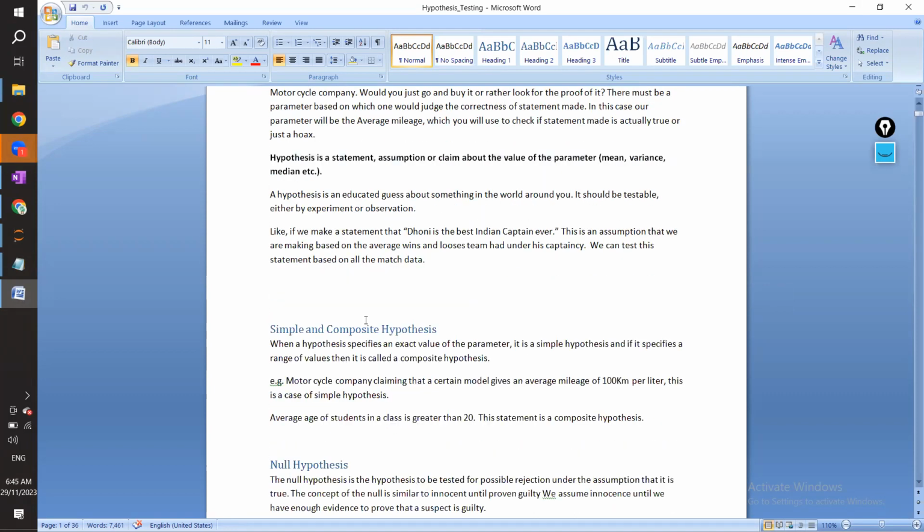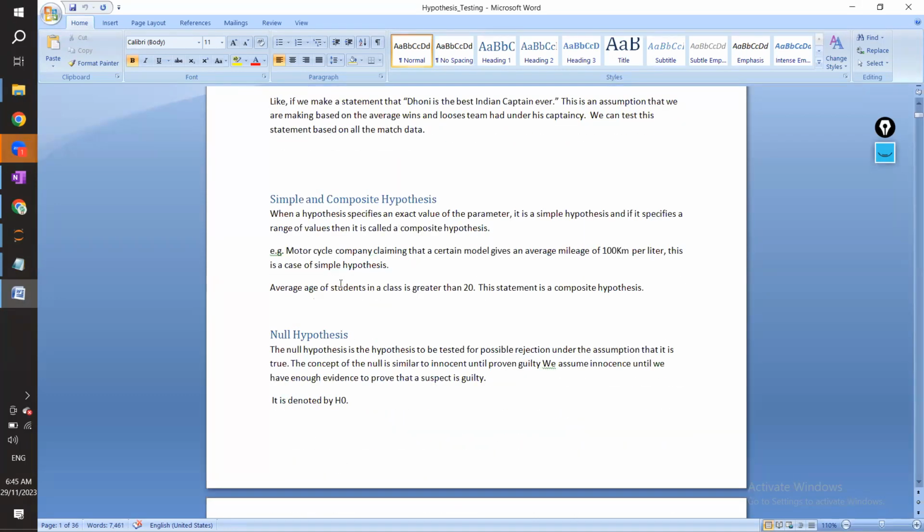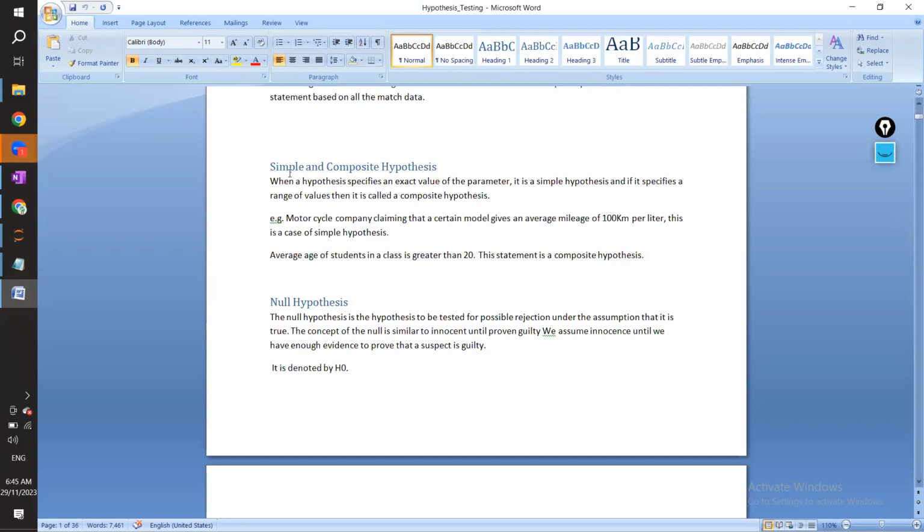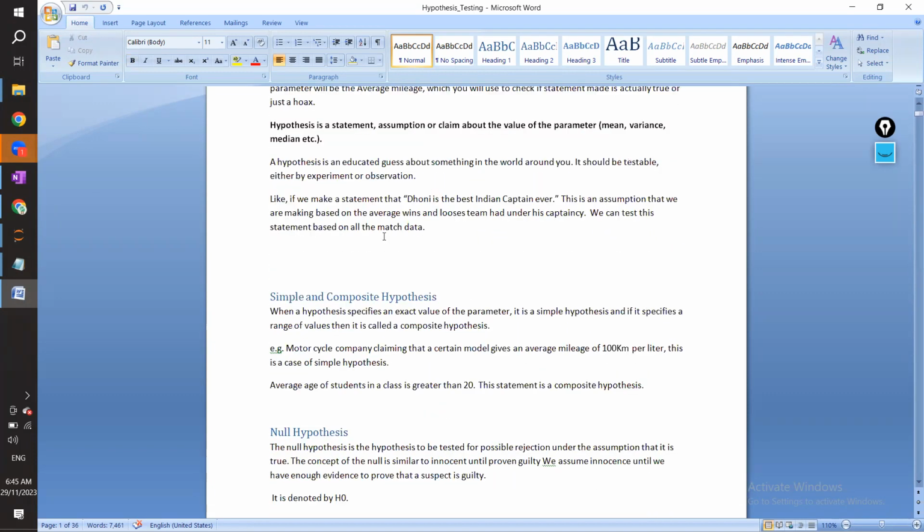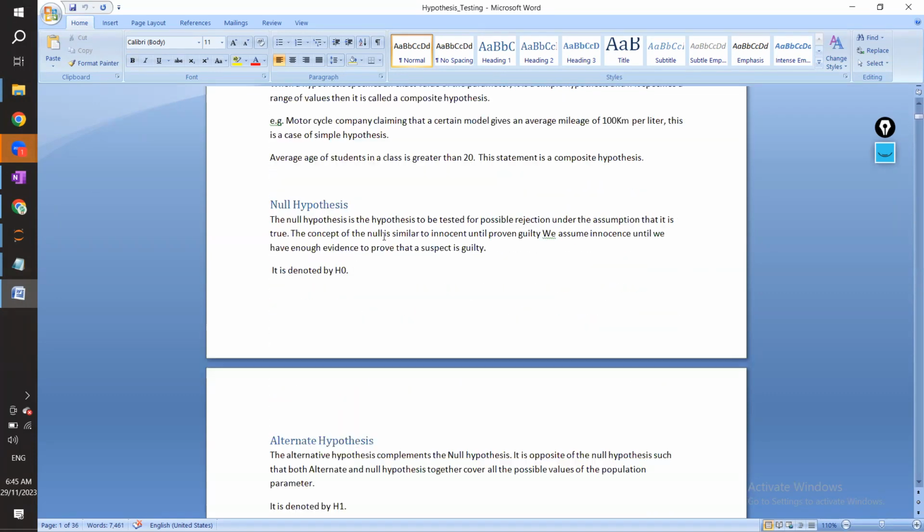But here, coming specifically to statistics, I think we also discussed what is simple and composite. If the hypothesis is pointing to a specific value, then it is simple. If it is just saying greater than 20, but how much greater than 20, either 30 or 40, with no specific measurement, then it is a composite hypothesis. So I hope you got a general idea about hypothesis. Now let's go into the actual concept.